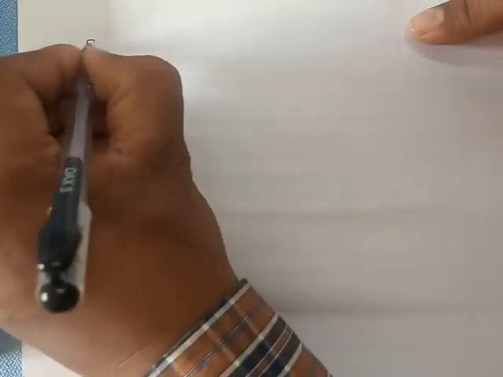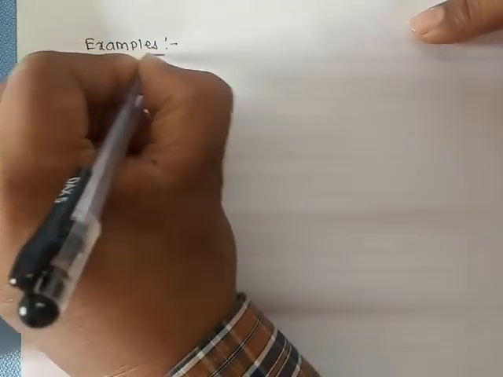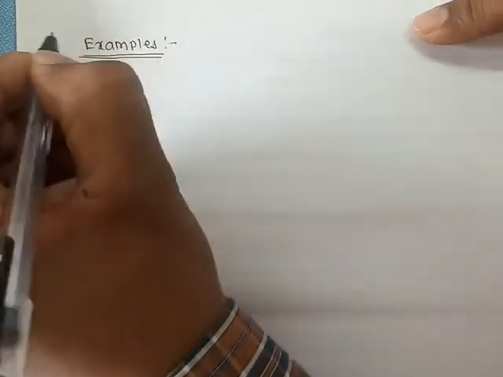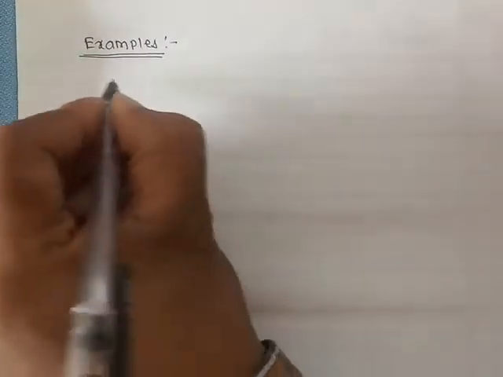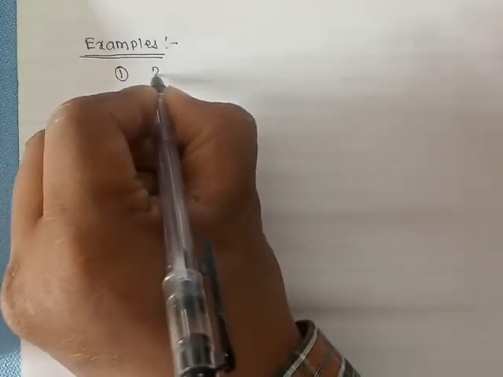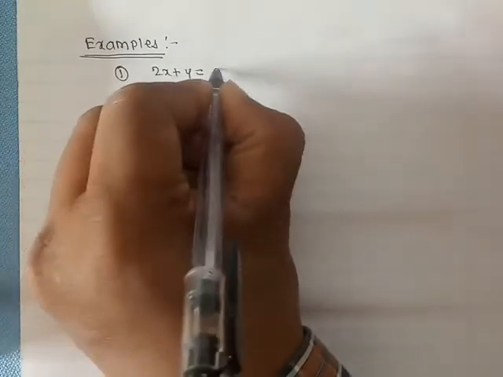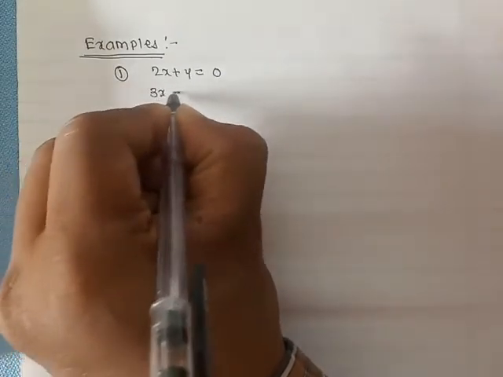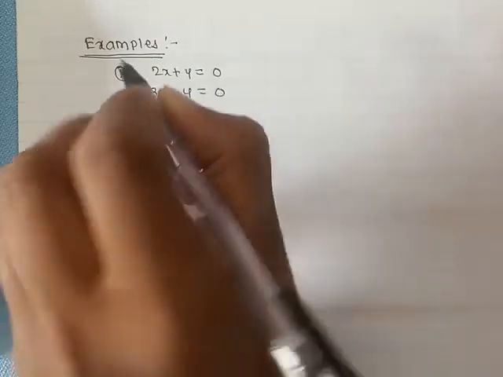Now consider some examples for the system of equations. First example, suppose 2x plus y is equal to 0 and 3x minus y is equal to also 0.